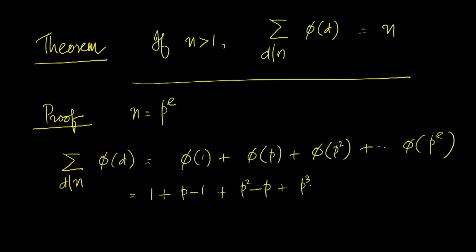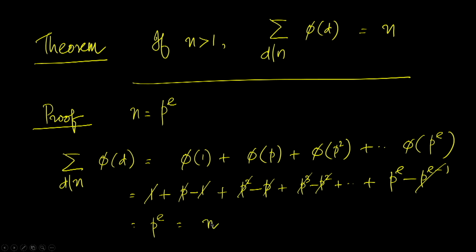Then we have p cube minus p squared, culminating with p power e minus p power e minus 1. So, we find that in this sum, telescopes 1 and 1 cancel, p and minus p cancel, p squared and minus p squared cancel, p cube cancels, p power e minus 1 cancels. What remains is p power e, which is nothing but n. So, the theorem holds when n is of the form p power e.